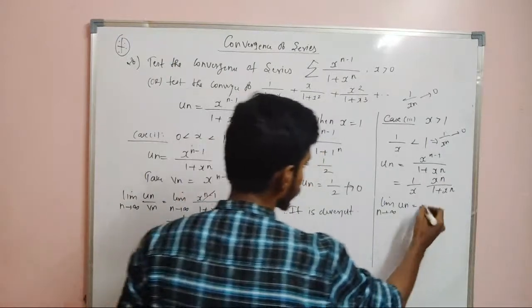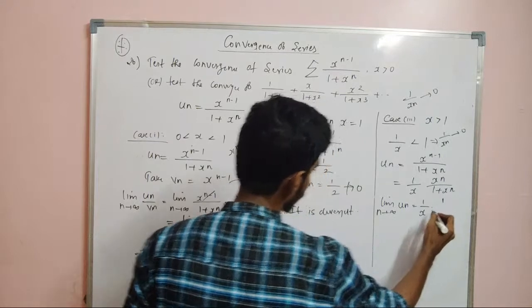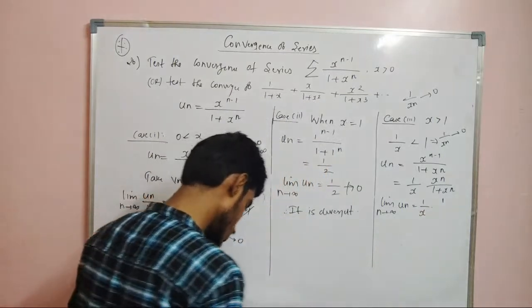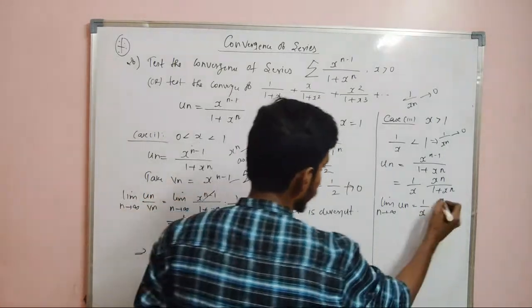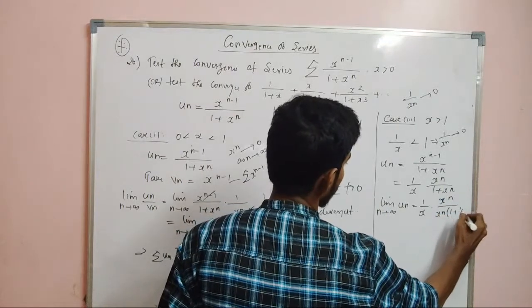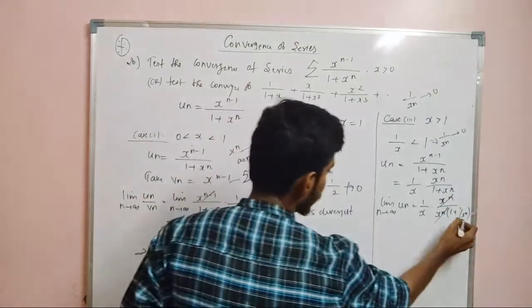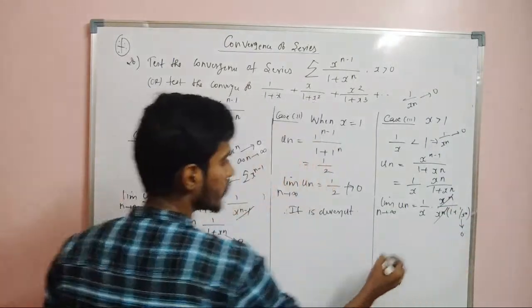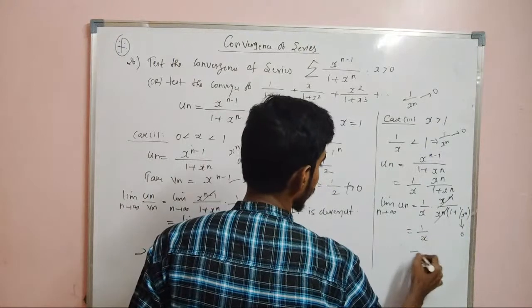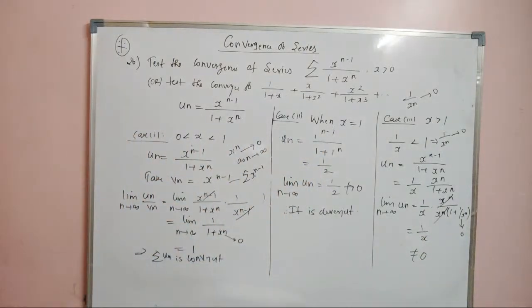Now I'm writing this as 1 by x into, we will take x^n outside, so we will have 1 plus (1 by x)^n, where the two x^n terms get cancelled. But as n tends to infinity, (1 by x)^n tends to 0, so this will be 1 by x, which is again not equal to 0. So the limit as n tends to infinity of un is equal to 1 by x.